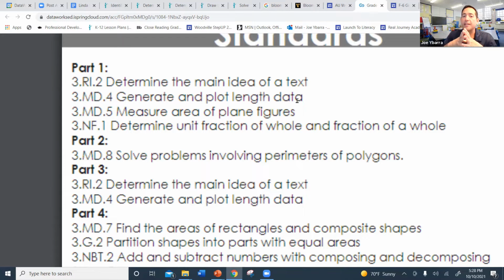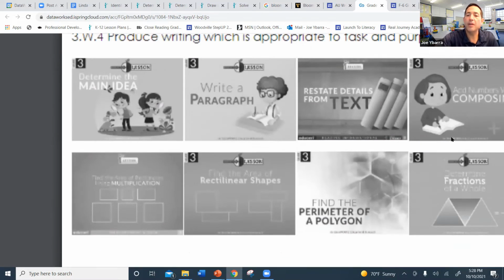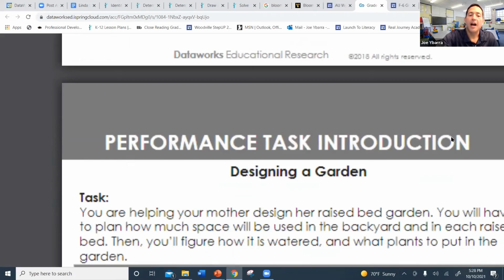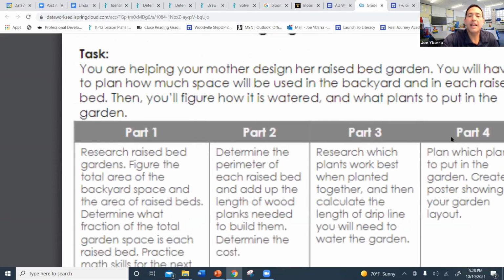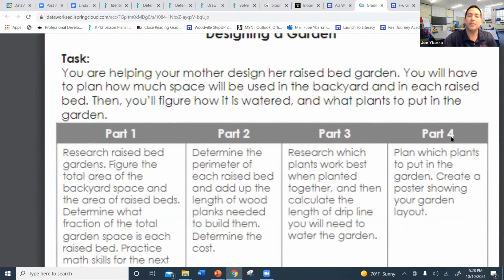So they're going to put that all together. They're going to need to measure area of plane figures, areas of squares or certain geometric shapes. And they're going to have to determine unit fractions of a whole and fractions of a whole. So if I teach these 4 lessons, I know now, and we would have these lessons for you to teach. I'm hoping eventually now they can get into these real world applications.